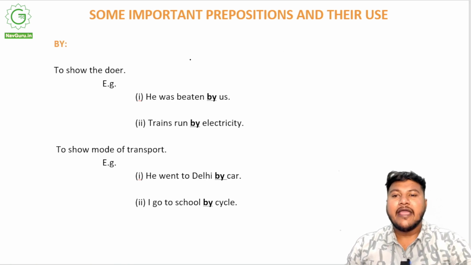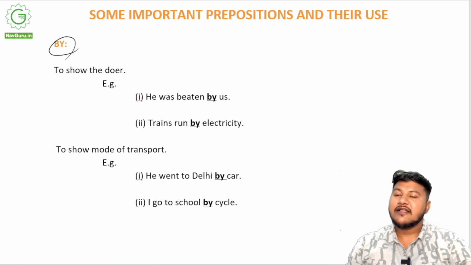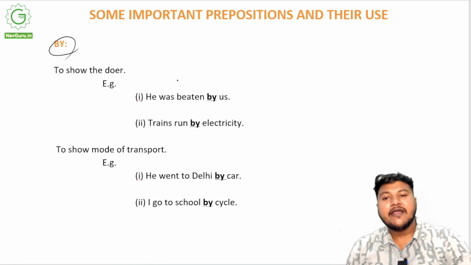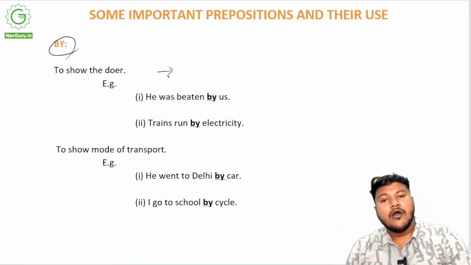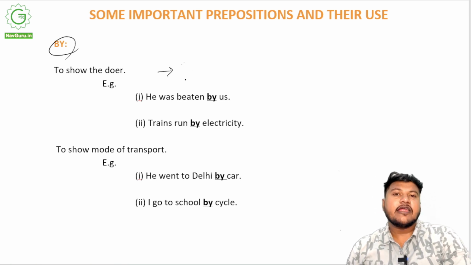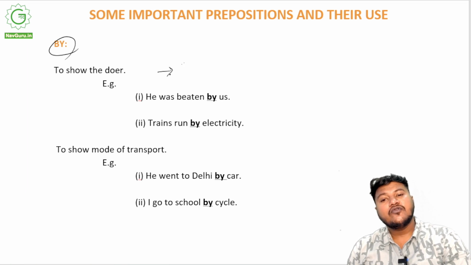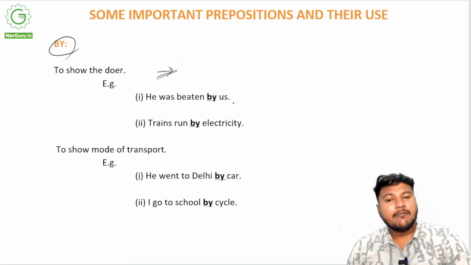Next, we have by, not the BYE one, that's bye. This one is by. This shows the doer. This is very important: whenever the predicate part, the verb part of the sentence, is being used, always look out for by so you can immediately identify the doer. He was beaten by us. So us is the subject here. Beat is the verb. He is the object.